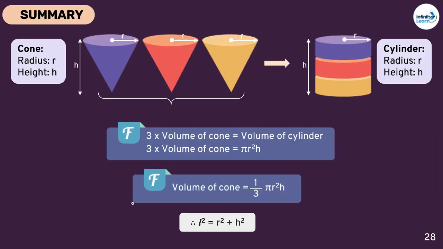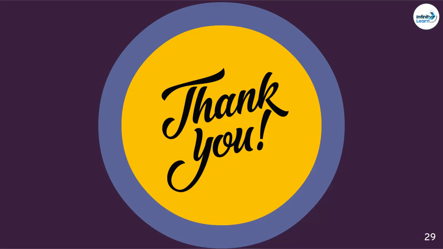Summary, what we have learned: 3 into volume of cone is equal to volume of cylinder. Volume of cone is 1 by 3 pi r square h. Relation is same. Slant height is given by L square equals r square plus h square, where radius is given by r, height is given by h. Okay, thank you.